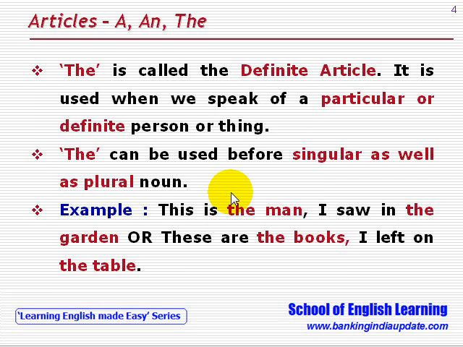For example, this is the man I saw in the garden. So here it is a particular man or a particular garden. Or these are the books I left on the table. So here also the books, so these are particular books. So here we are using it for plural, and here we are using it for singular.